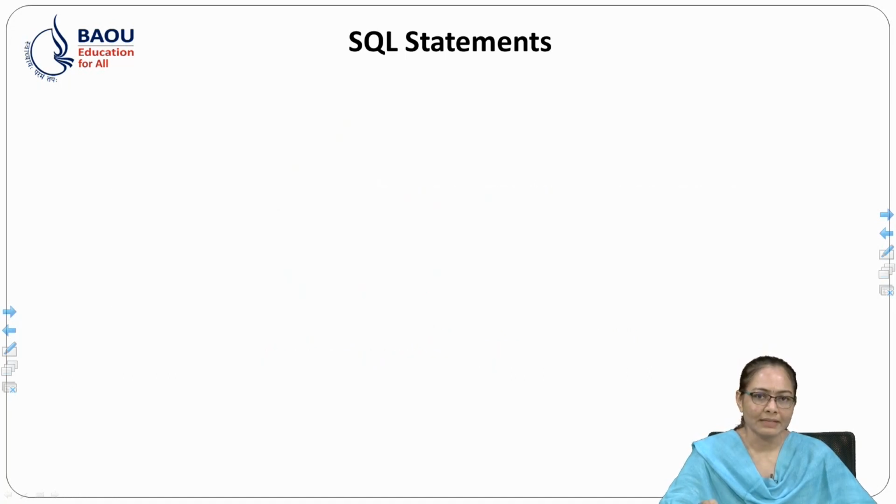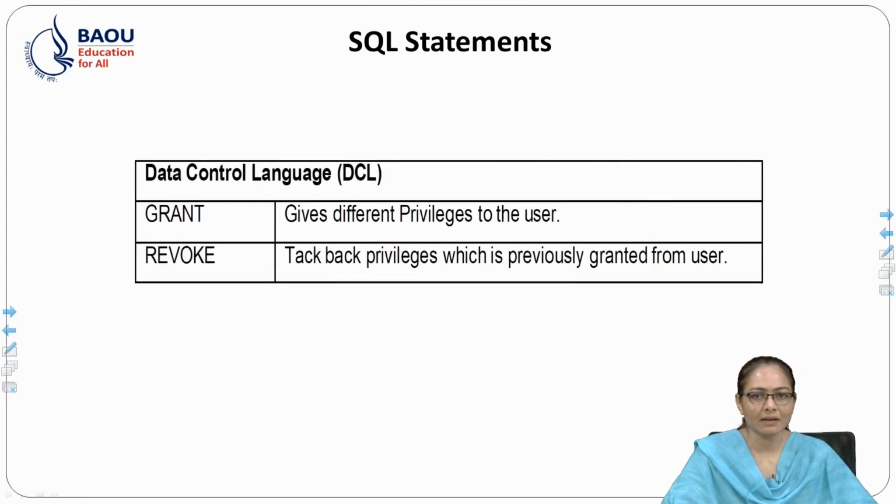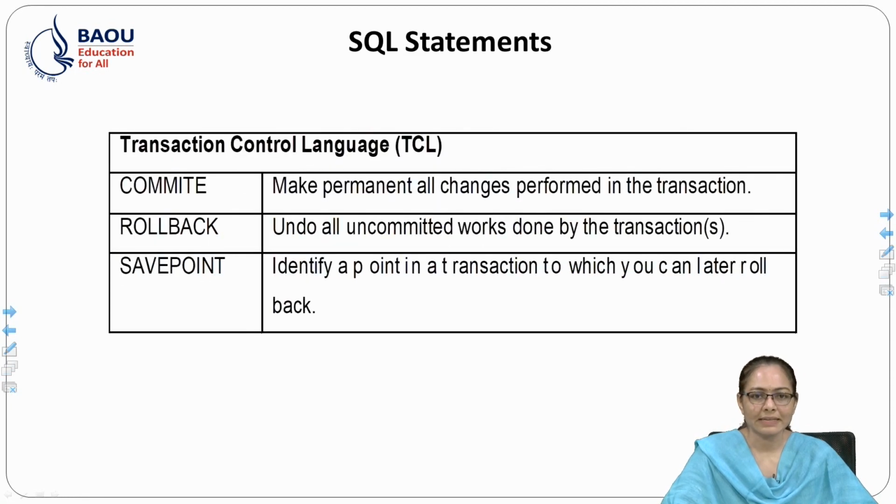Now, the next command is DCL. DCL means data control language. It is used to control access privileges of the object in the database. In this, the grant command. Grant is used to give different privileges to the user. Revoke command. The revoke command is used to take back the privileges which were given by the grant command from the user. Next one is the TCL, transaction control language.